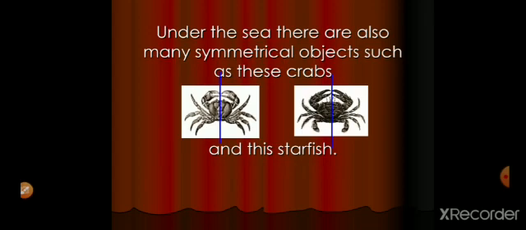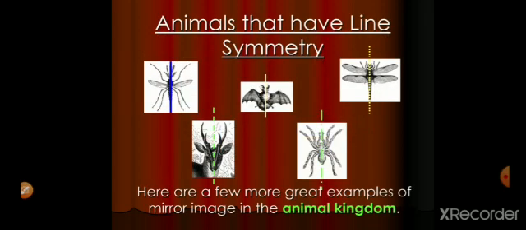Okay, you can see animals that have line symmetry. Here some insect pictures are shown. Here are a few more great examples of mirror images in the animal kingdom. You can see that these objects have a line of symmetry. When these are divided vertically, we get a mirror image: the left half equal to the right half.